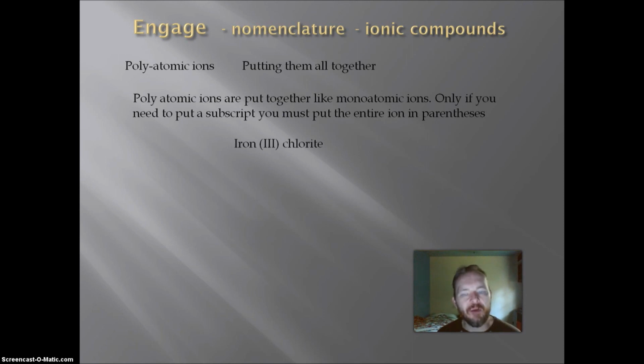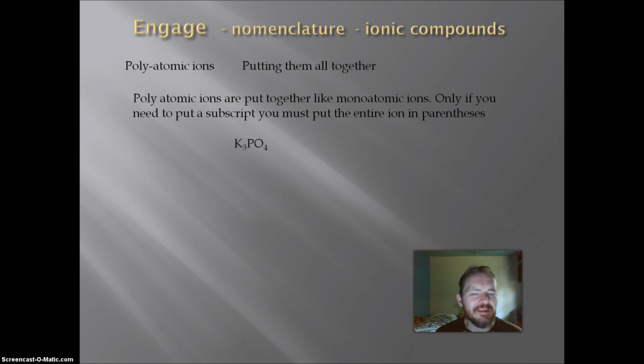Iron 3 chlorite. From a previous module, we learned that iron 3 has a charge of 3+, so it's Fe with a charge of 3+. From this module, we learned that chlorite is ClO2 with a charge of 1 minus. It takes 3 things with a charge of 1 minus to balance 1 thing with a charge of 3+. So we have to put that chlorite in parentheses and give it a subscript 3. So we get Fe, parentheses, ClO2, close parentheses, subscript 3. And that would be the formula for iron 3 chlorite.